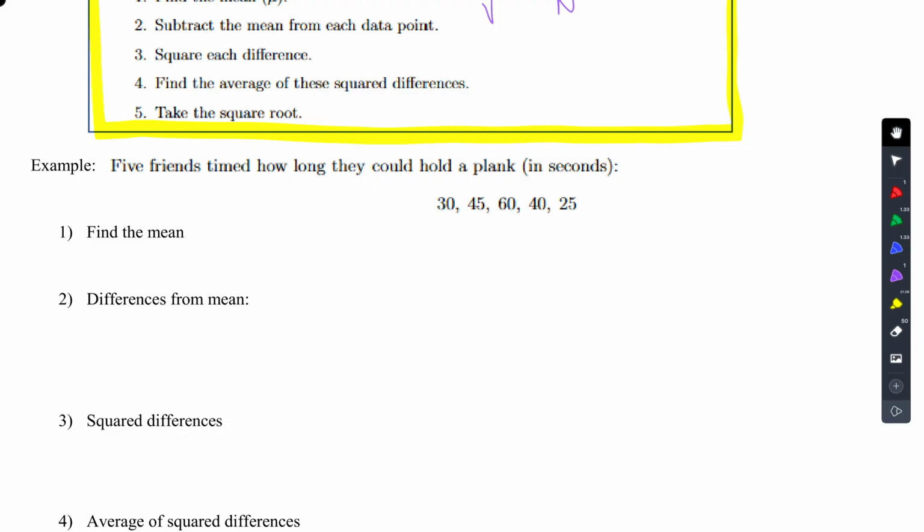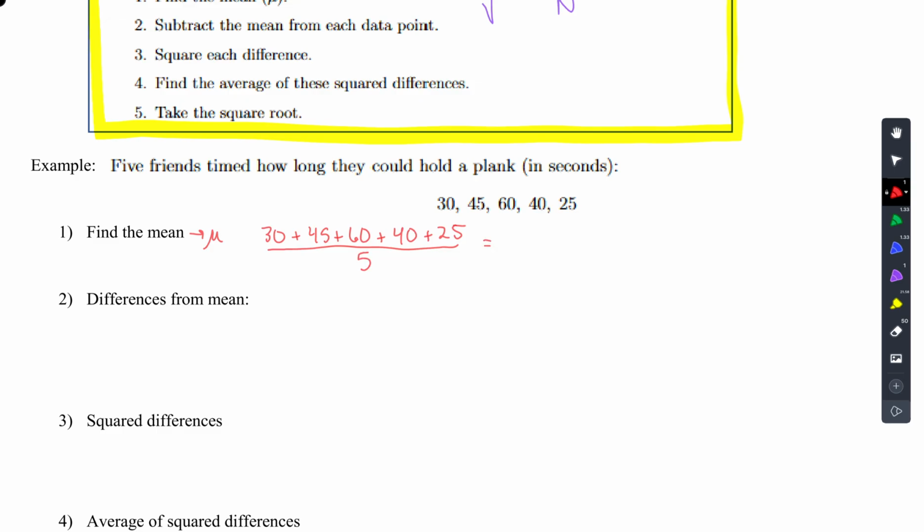So the mean is that mu thing, okay? The first thing is you're going to find the mu. I know it's so weird, but you're going to find the mean between the numbers. So you're going to go 30 plus 45 plus 60 plus 40 plus 25, and then there are 5 of them, so you're going to divide by 5.